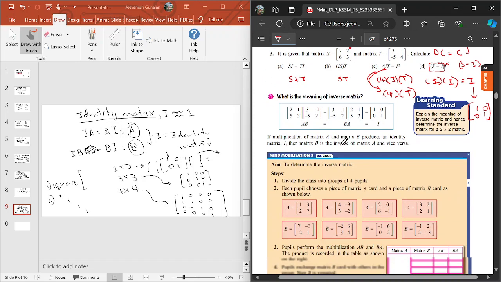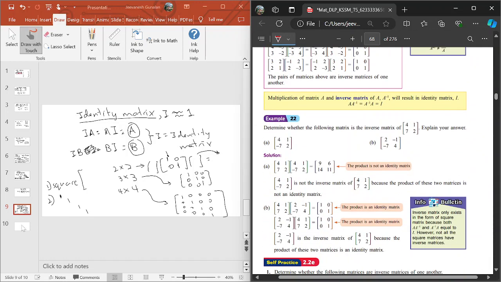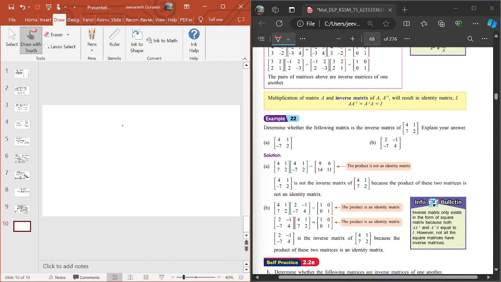Okay, now what's the meaning of inverse matrix? Inverse matrix is usually denoted as the power -1 of a matrix. So the inverse matrix of A is A power of -1.